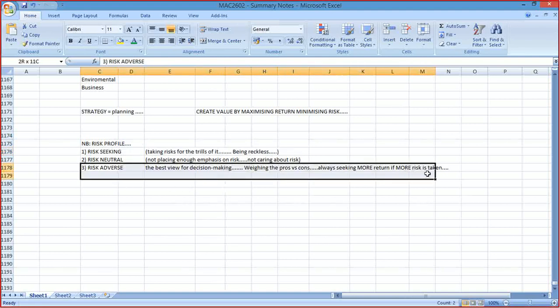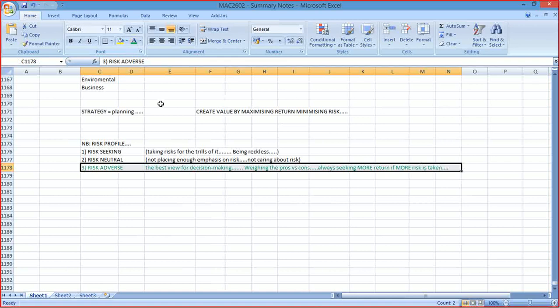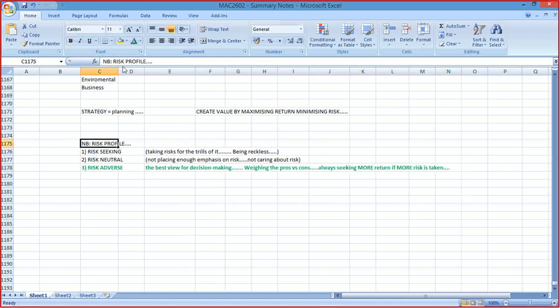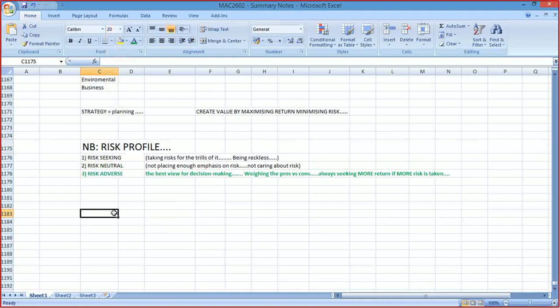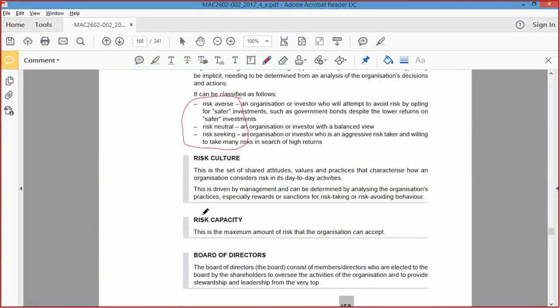Yes, sir. Okay, so when looking at risk averse, this is the best risk profile for decision making. Meaning if I choose to take on more risk, I want the reward to be greater because it justifies taking the risk. Does that make sense? Okay, there's no point taking a risk if there's no upside, or if the upside doesn't justify taking the risk. If that makes sense.